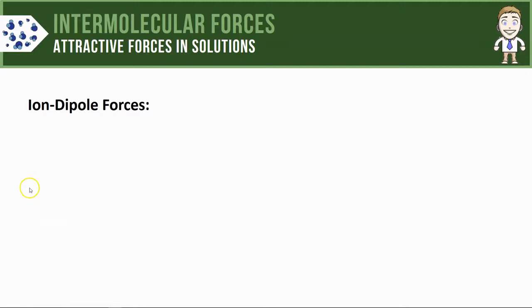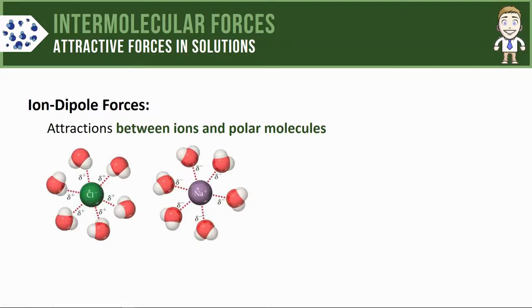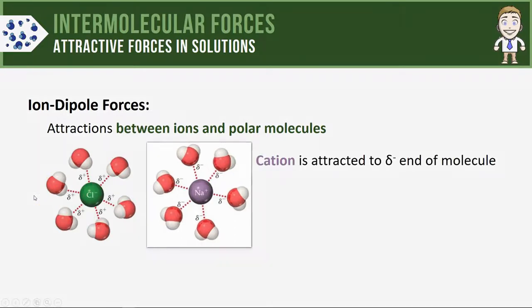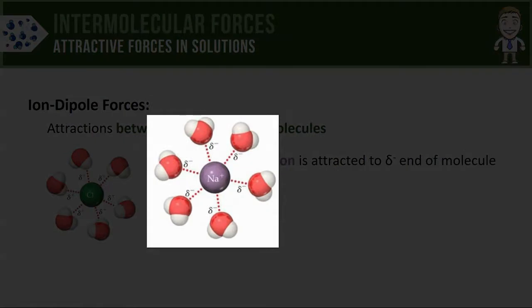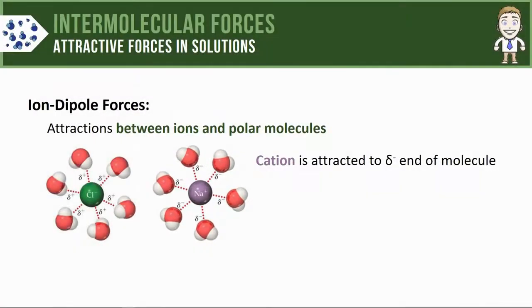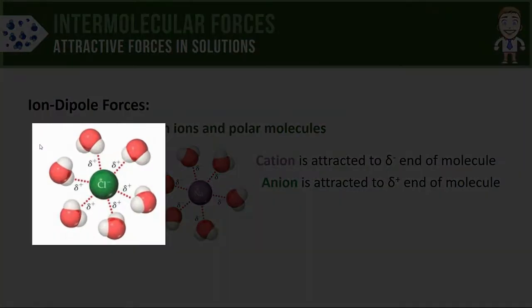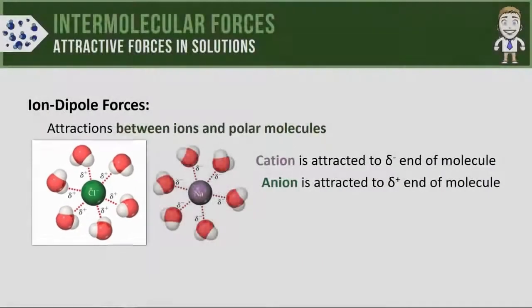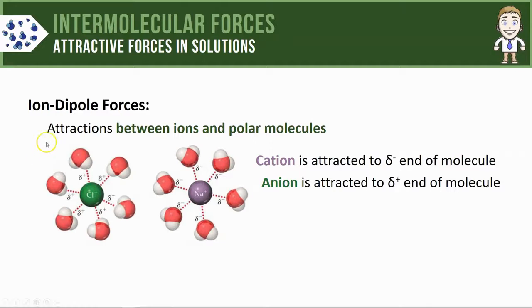Let's start with ion dipole forces. These are attractions that exist between ions and polar molecules, like you can see here, between the sodium and chloride ions and water molecules that surround them. Here's some things to notice about these models. First of all, the cation in purple is positive, so it's attracted to the partially negative end of the molecule. The green anion is negative, so it's attracted to the partially positive end of the molecule.